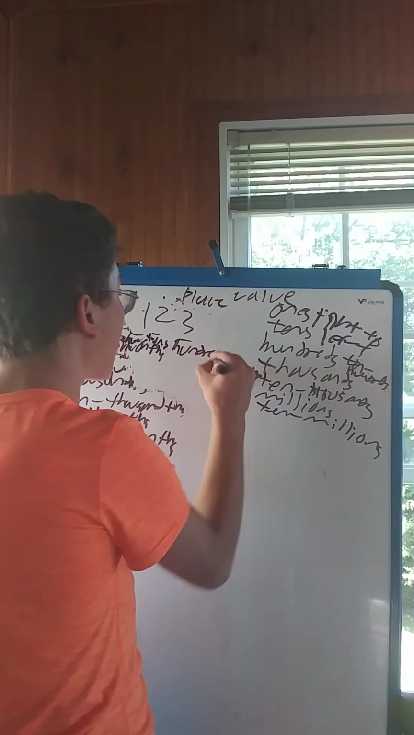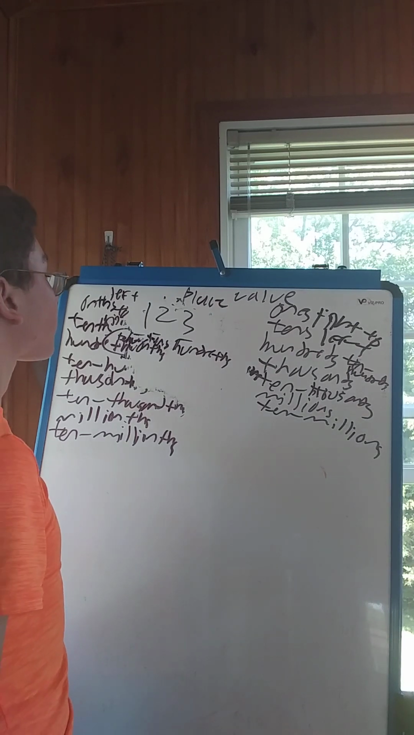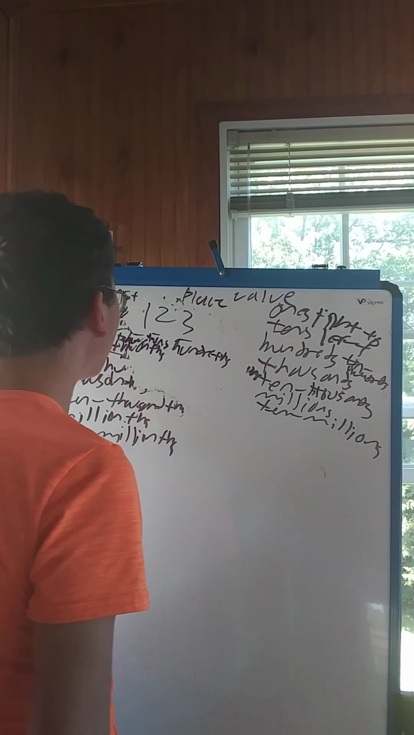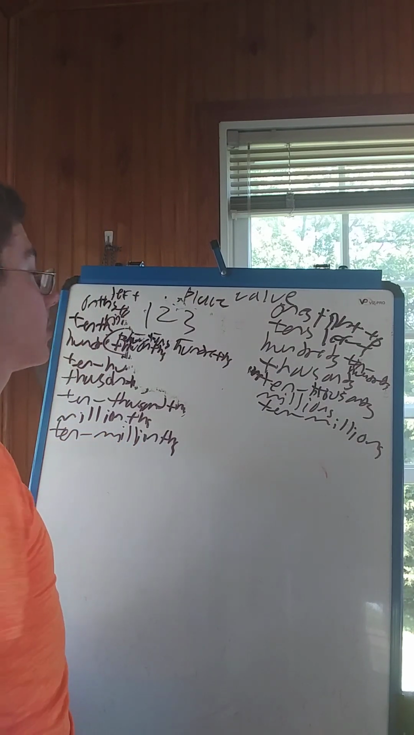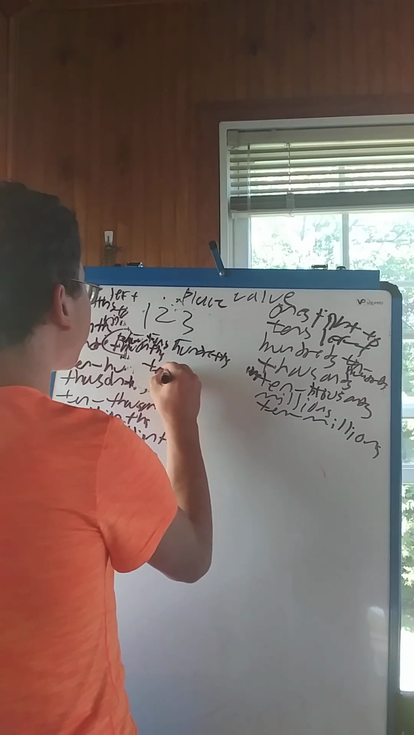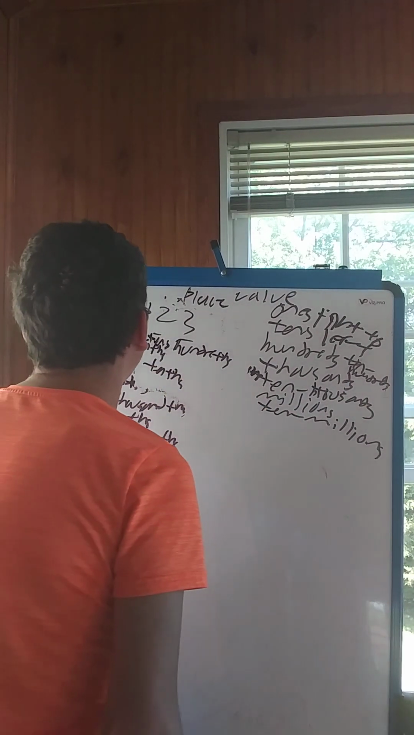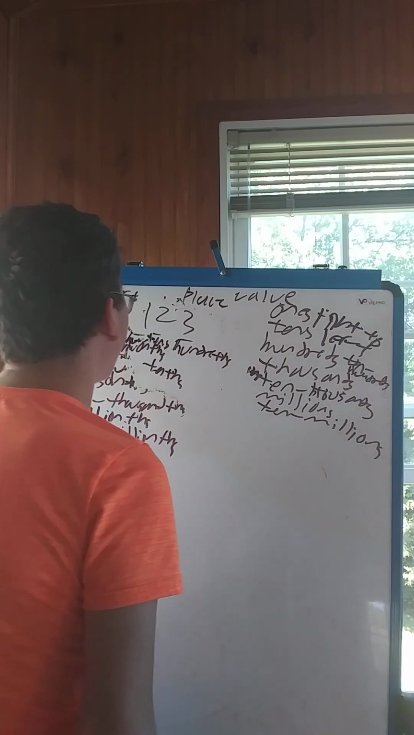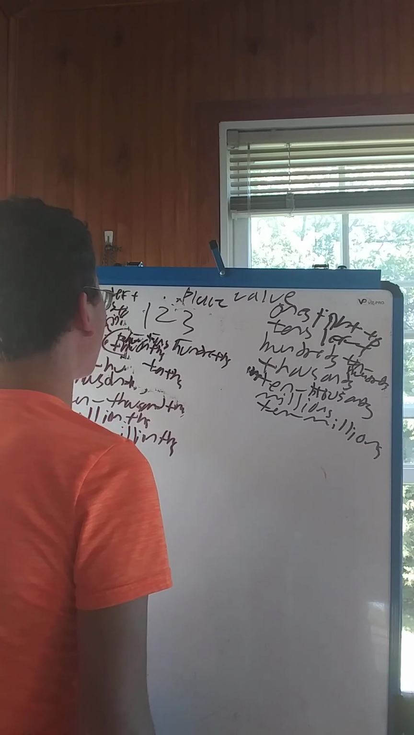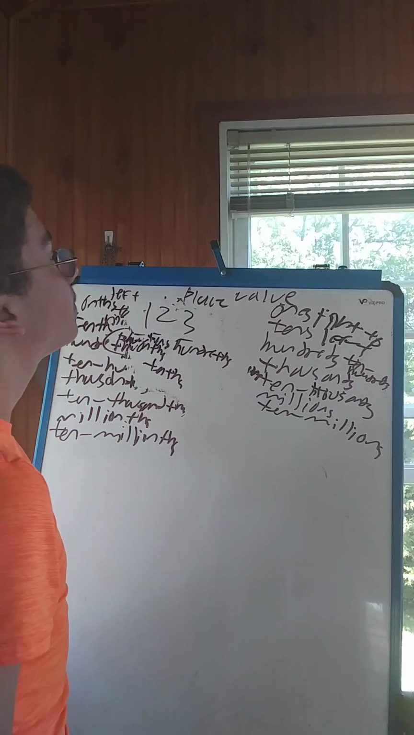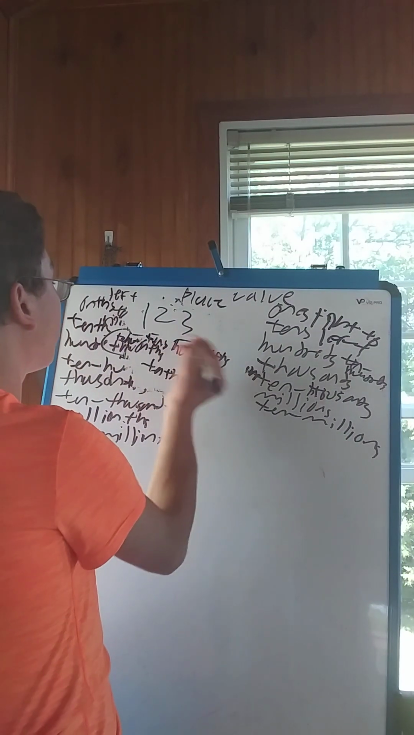Let's see here. The 2 going from left to right. Tenths. The 1 going from right to left. Okay, thousands.